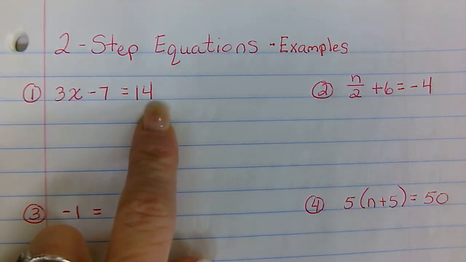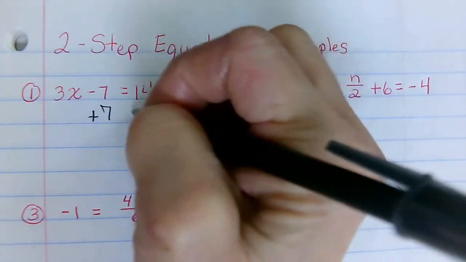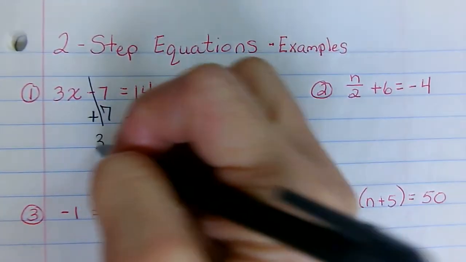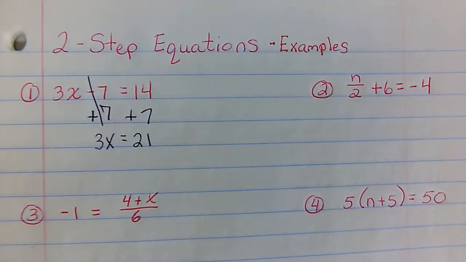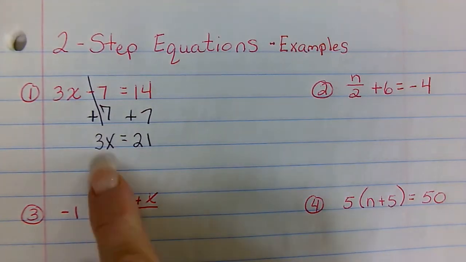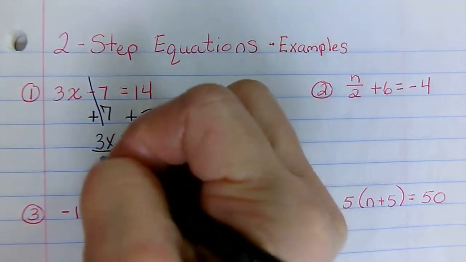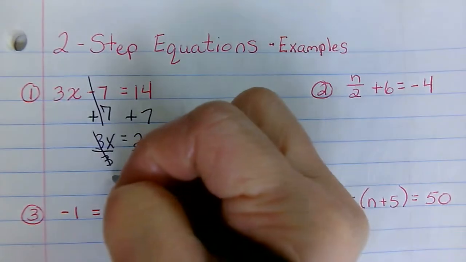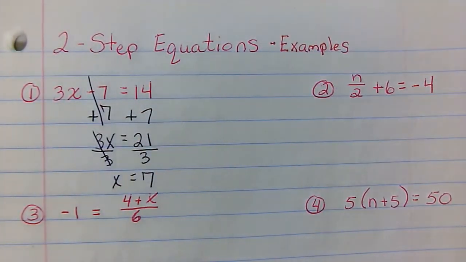In order to do that, we have to do the inverse of what you see, or the opposite. So the opposite of minus 7 is plus 7, and we're going to do a plus 7 to both sides. These cancel out, bring down 3x equals, and 14 plus 7 is 21. Then you're going to do division because 3 is being multiplied by x, and that's the opposite. So fraction bar to both sides, divide by 3, cancel these out because 3 divided by 3 is just x. Bring down your x equals, and 21 divided by 3 equals 7. And that's how you do number 1.